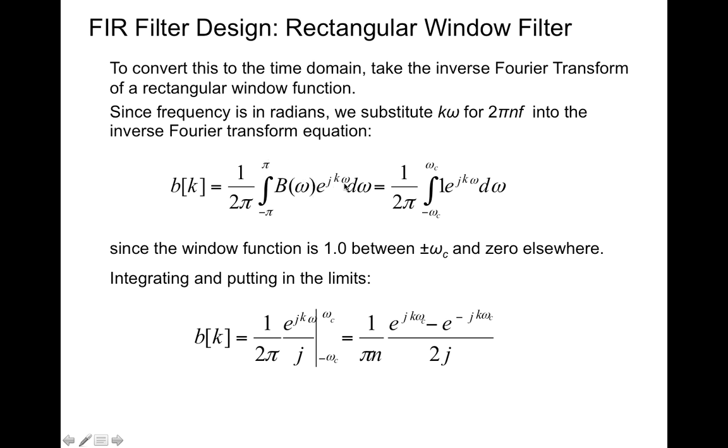Because the frequency's in radians, instead of that 2 pi nf that showed up in previous chapters, 2 pi is contained within omega, so omega is 2 pi f. So we switch the n index to k, and we just have e to the j k omega. And then we're going to take the inverse transform of that to get the coefficients in the time domain. When we do that, we get the following function. We integrate that from minus omega c to omega c. We put in the limits, and we get this function right here.